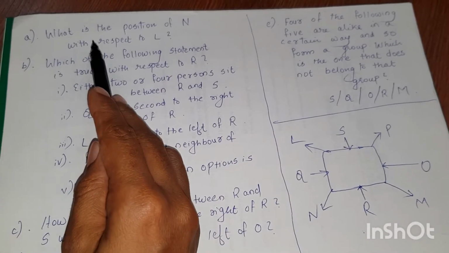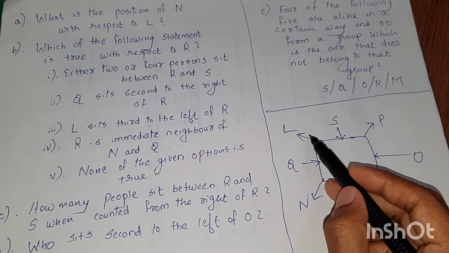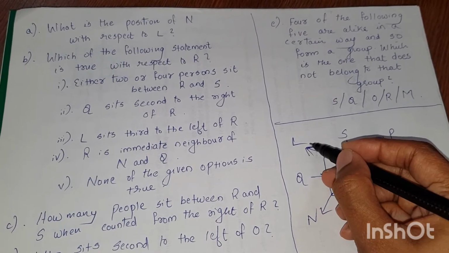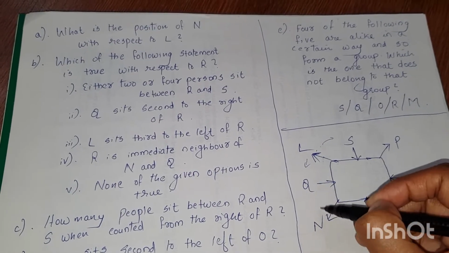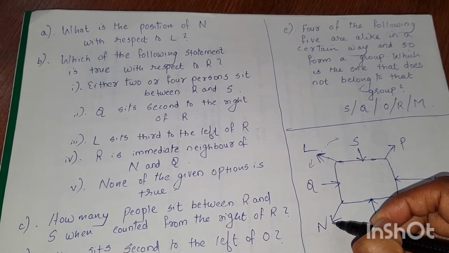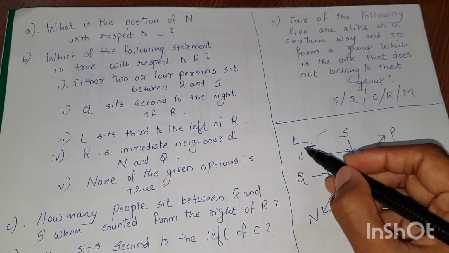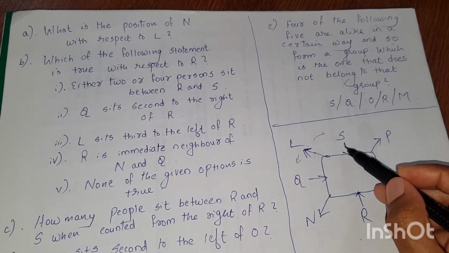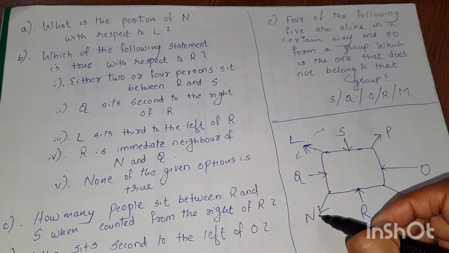First question is, what is the position of N with respect to L? So with respect to L, what is the position of N? The right of L is here and the left of L is here. So N is second to the left of L. With respect to L, N is second to the left of L, or 6th to the right of L.